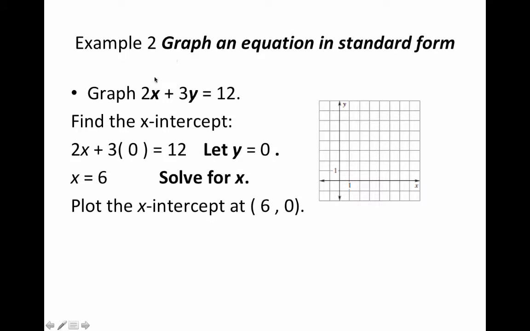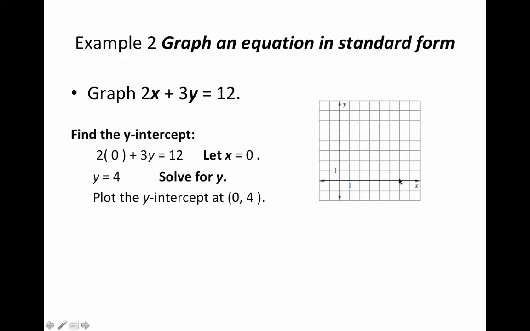So we take our original equation, 2x plus 3y equals 12, and we substitute 0 for y. That leaves us with 2x plus 0 equals 12. So 2x equals 12, so x equals 6. So we have the point 6, 0, and we would plot that point on our x-axis, and then we move on to finding the y-intercept.